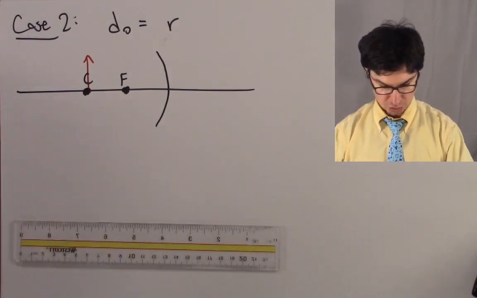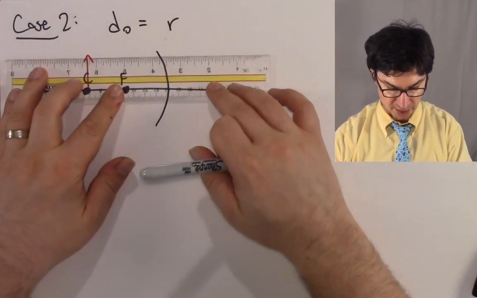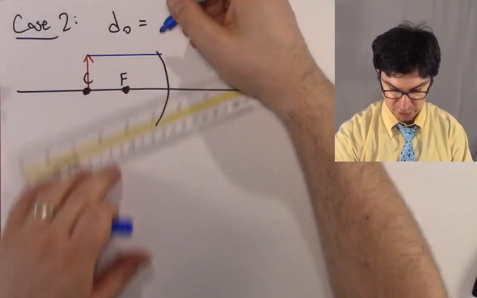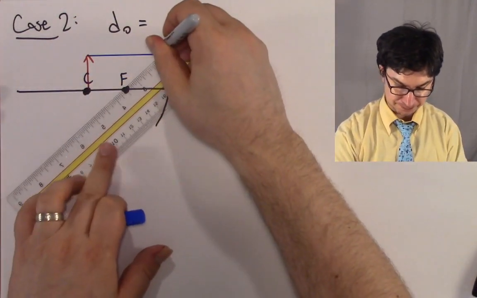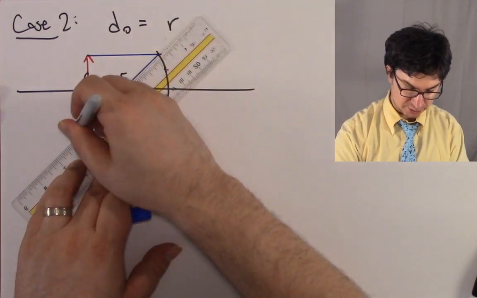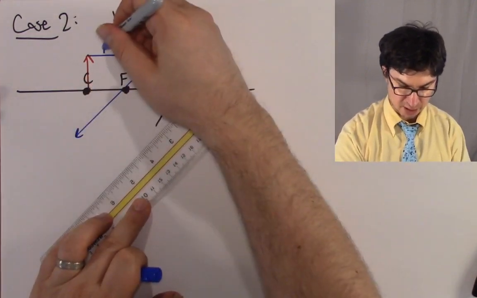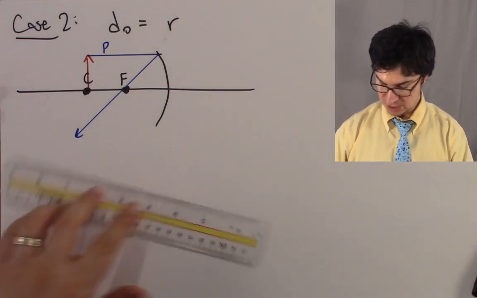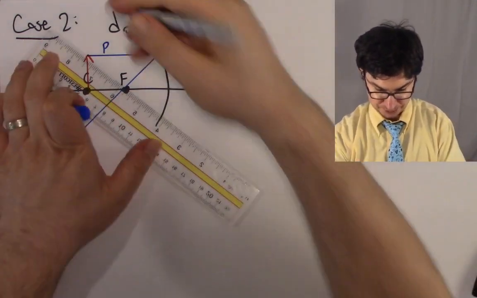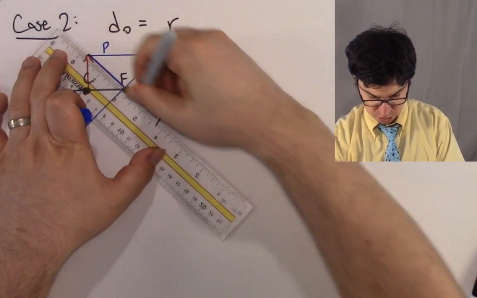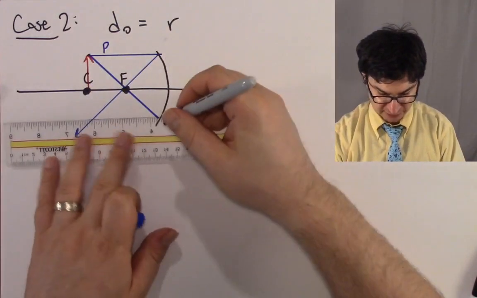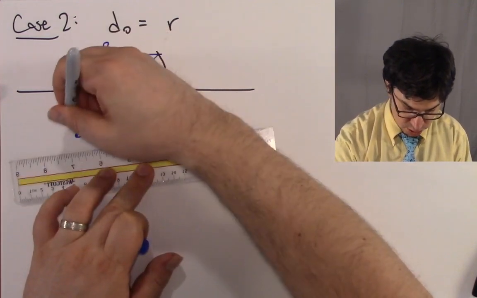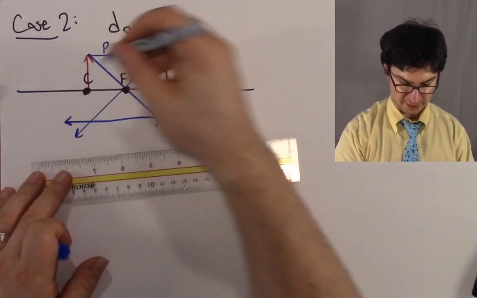So first of all, we have our P ray. Remember, the P ray aims parallel, and it reflects through the focal point, like this. Okay, this is our P ray. And then our focal ray, our F ray, is going to aim at the focal point, and it's going to reflect parallel. So this is going to be our F ray here.